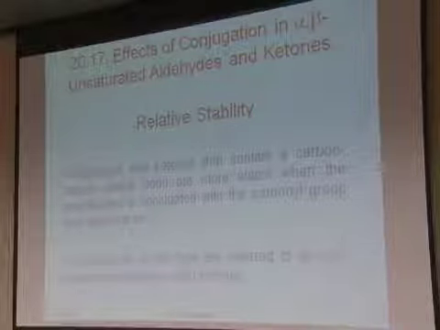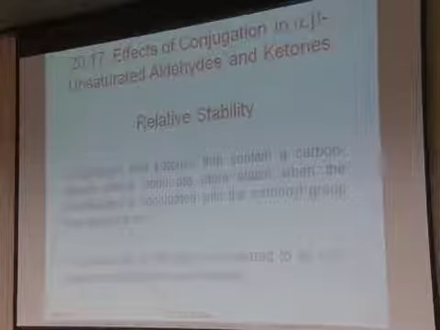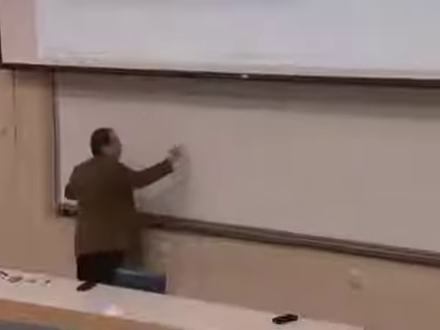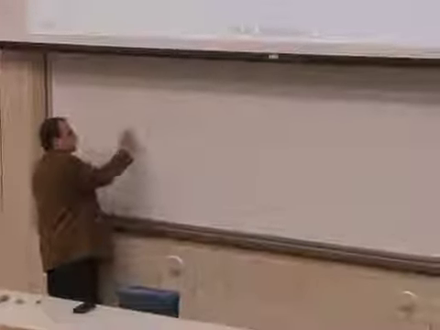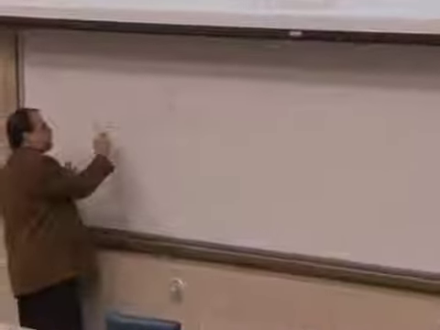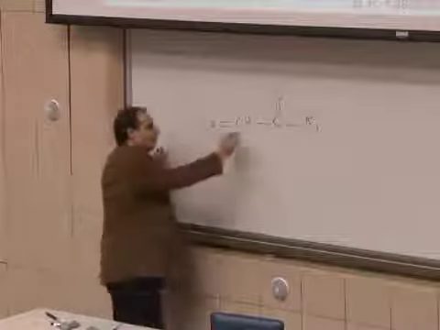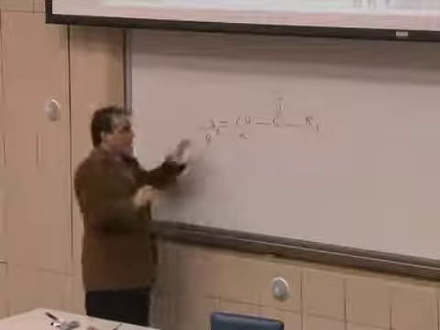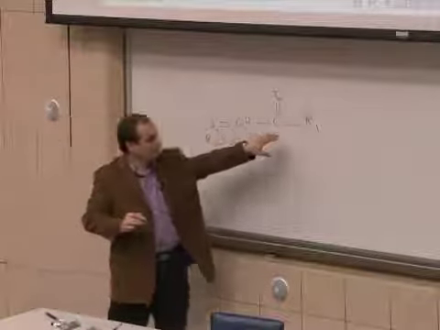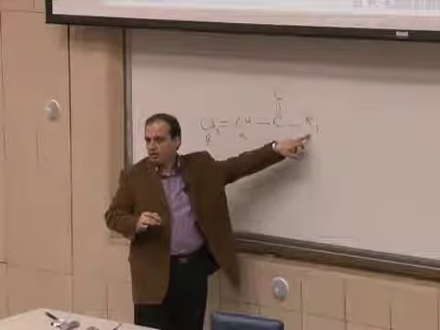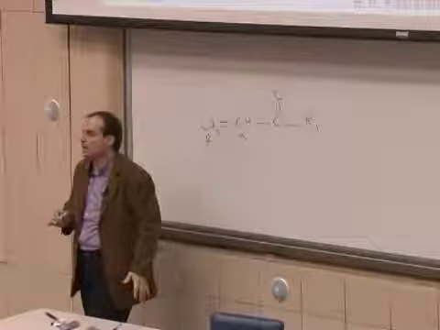Okay, the interesting part right now: if you have an alpha beta unsaturated aldehyde or ketone, so you have C double bond O, R1, CH double bond CH2. This is called an alpha beta unsaturated aldehyde if R1 is hydrogen, or ketone if R1 is an alkyl group.